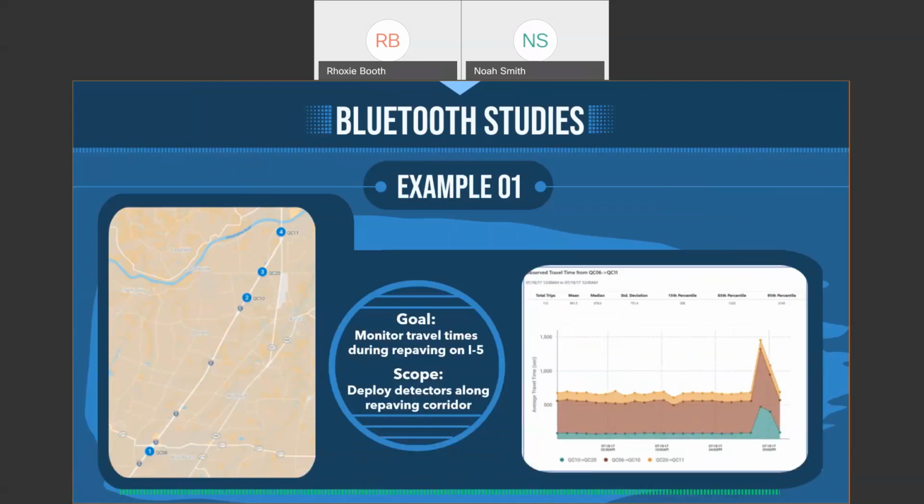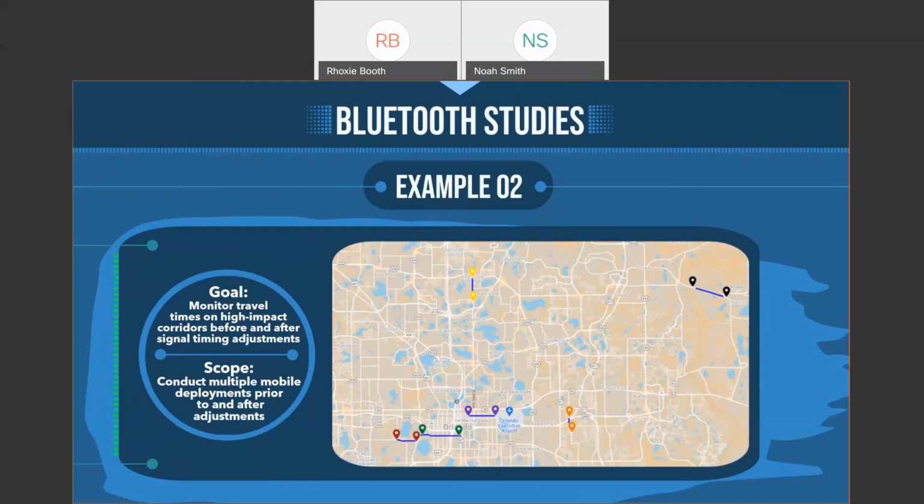So a few examples. Example number 1, this is a project a couple years back where some repaving was taking place on Interstate 5 in Oregon. And ODOT wanted to monitor the travel times while this repaving was going on. And you can see here on the right, the travel time spiked over here in the evening when the lanes are being shut down. So they were monitoring the impact of one lane, multiple lanes being shut down as this repaving was taking place.